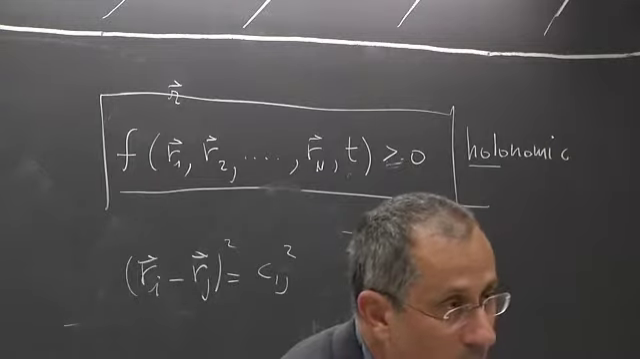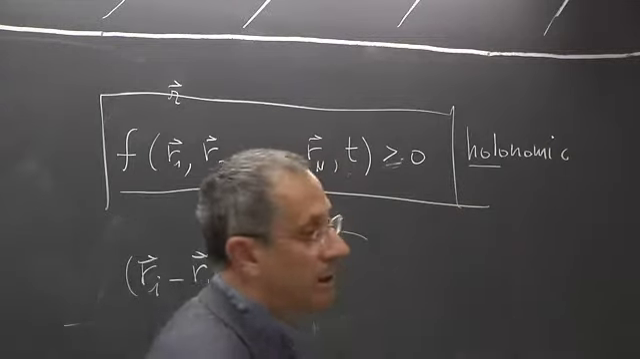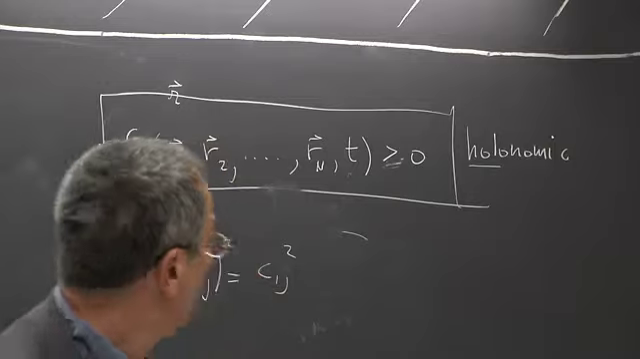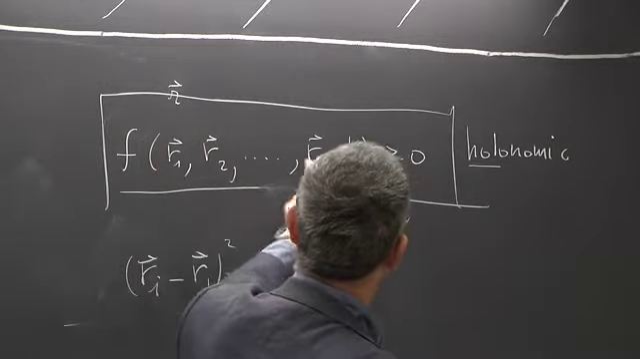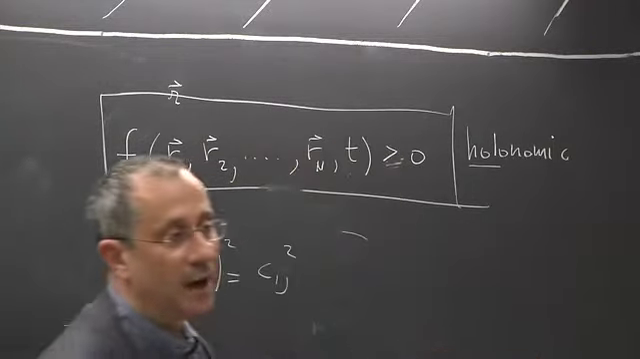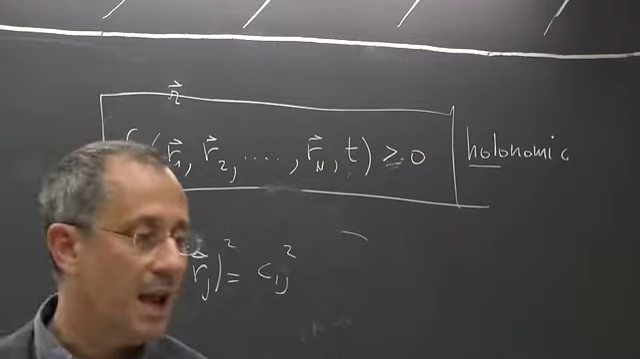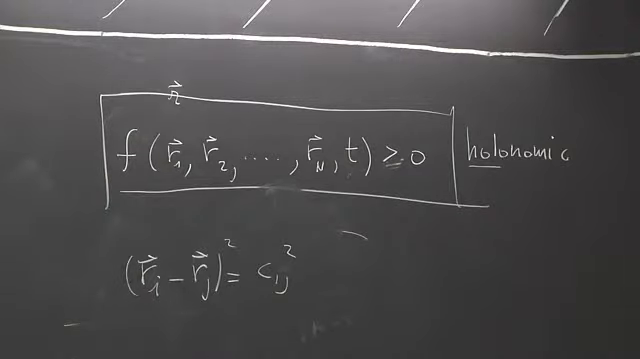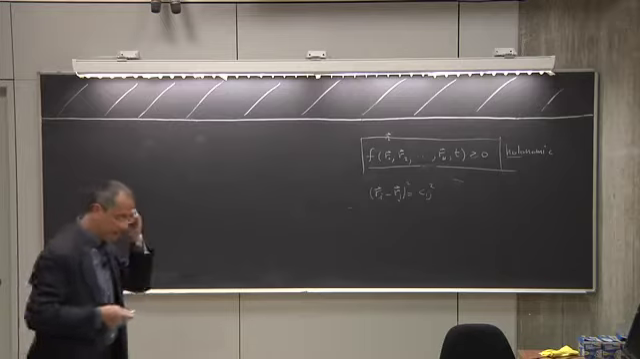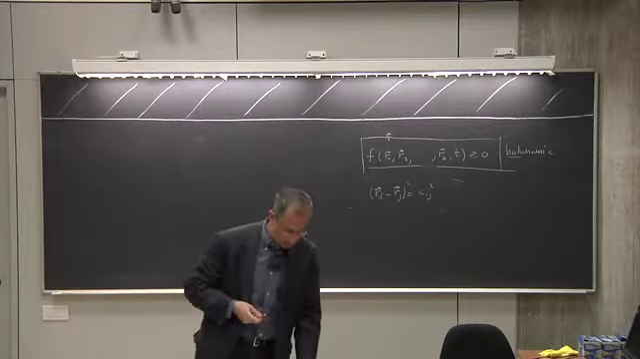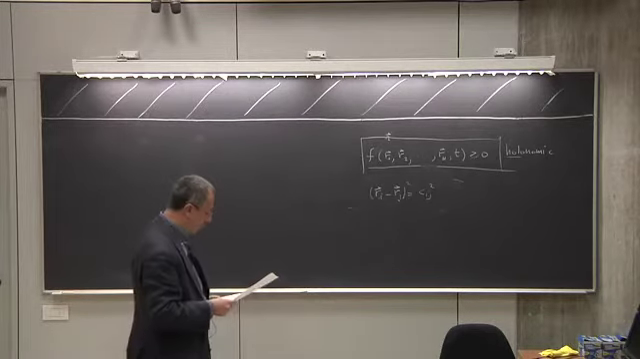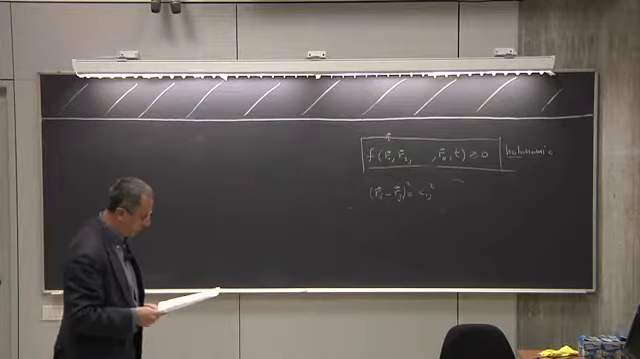smaller than the table. So it's in this form, and this form is not holonomic because you cannot solve one of these coordinates as a function of the others, because you have a greater than instead of an equal, and that cannot be solved to get rid of one coordinate. So that's an example of non-holonomic constraint.